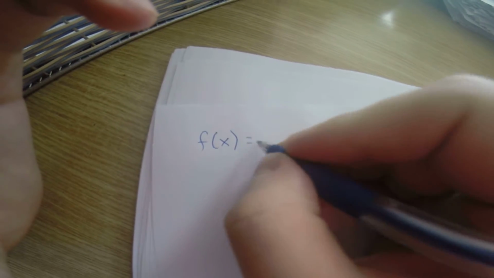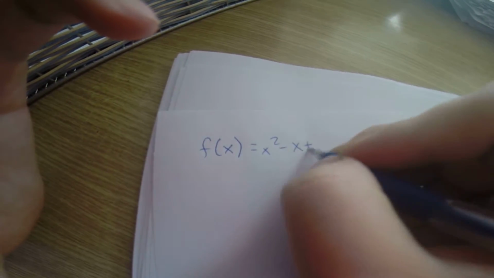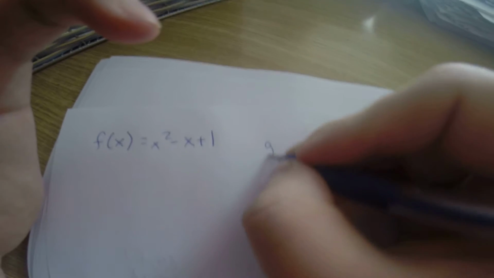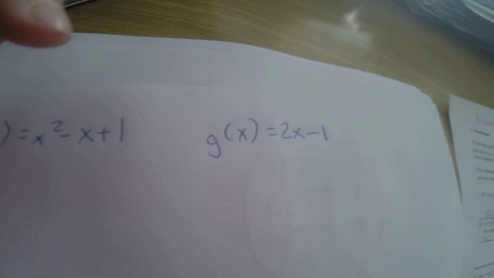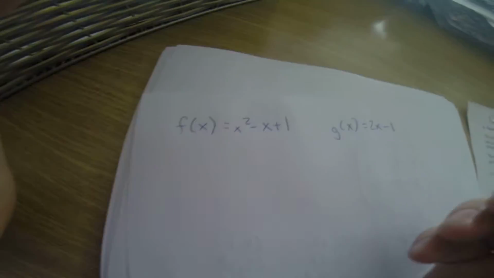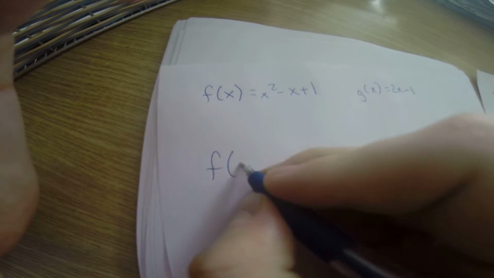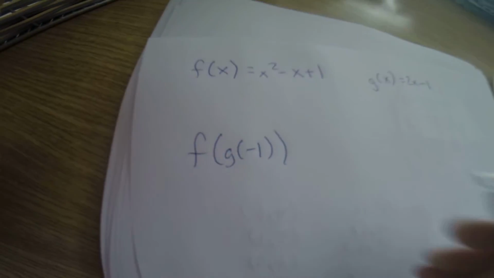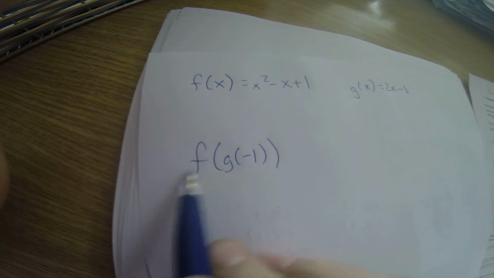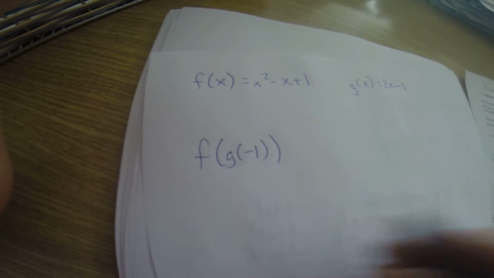Well, the first thing I'm going to do, at least, is rewrite the problem. I need some space to illustrate what's going on here. So we have f of x equals x squared minus x plus 1, and g of x equals 2x minus 1. If I'm solving for f of g of negative 1, this is how we're going to approach it. Step 1: ignore everything but the inside. So we're going to look at g of negative 1.